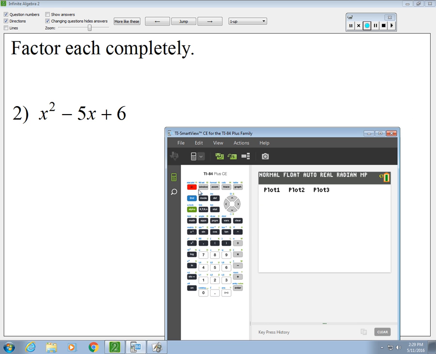Let's look. Y equals x squared. Oops, that's not x squared. X squared minus 5x plus 6. It crosses right here at 2 and right here at 3. But remember, they're positive on the graph. Okay, a positive 2 is your x-intercept and a positive 3 is your other x-intercept.